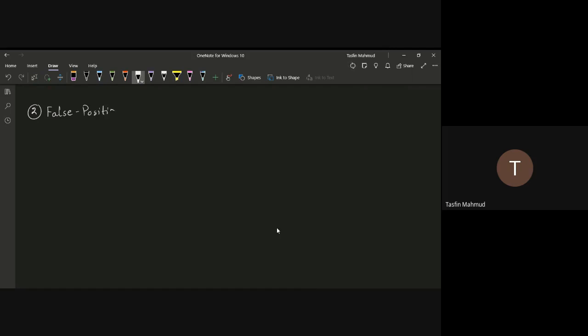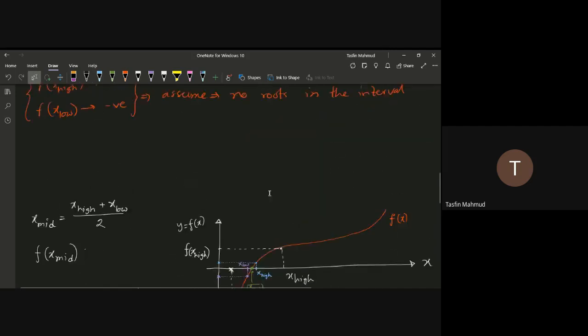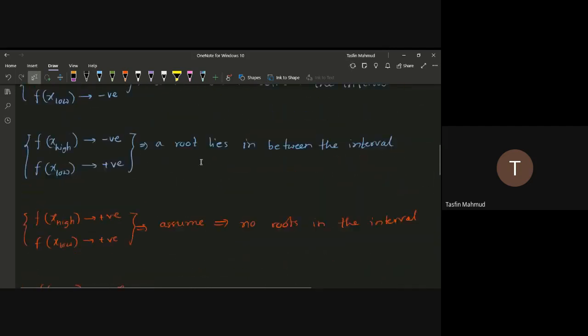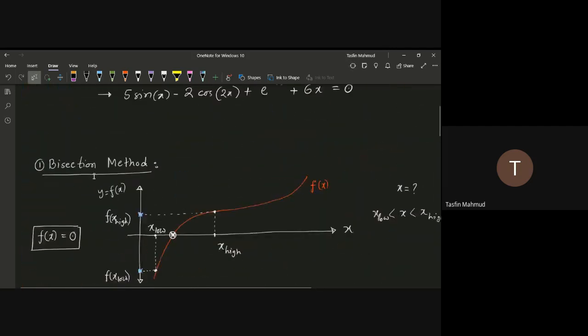So, the false position method is also called Regula-Falsi. Okay? Regula-Falsi. This is an alternate name. I'm going to consider this graph. I'm keeping this graph unchanged.